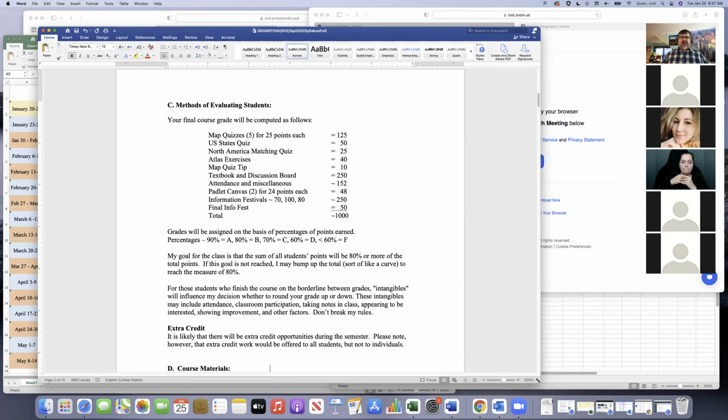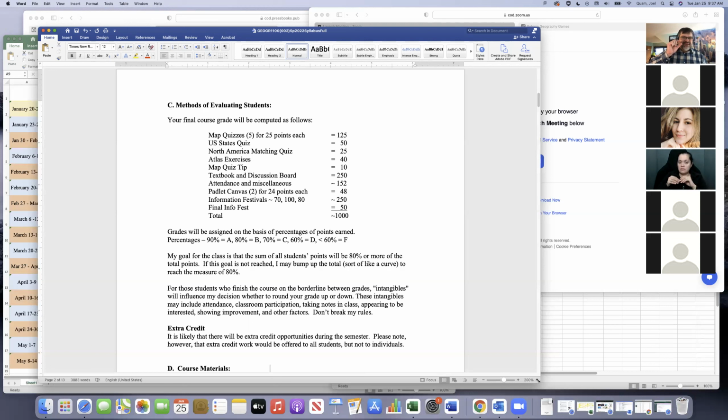Beyond that, though, I have kind of a bigger goal. I do, of course, want all of you to succeed, but I have a kind of goal for the class as a whole, too. And that goal is 80%. My hope is that when I add up all the points for everyone at the end of the semester, that would reach 80% of the possible points.